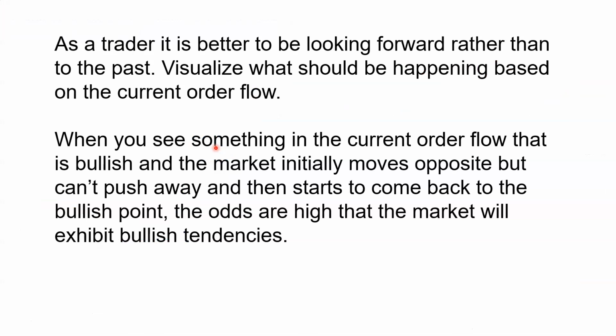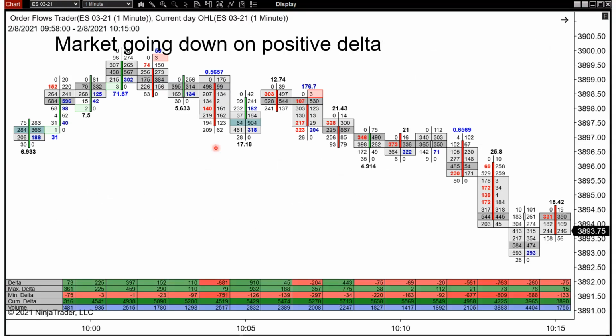So as a trader, it's better to be looking forward rather than looking in the past. What that means is you should be visualizing what's happening based on the current order flow. When you see something in the current order flow that's bullish and the market initially moves opposite but can't push away and starts to come back to the bullish point, the odds are high the market is going to exhibit bullish tendencies. That's a hard concept for people to understand. Let me show you on a chart.